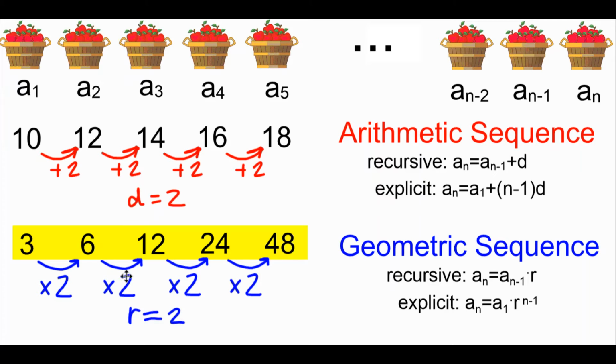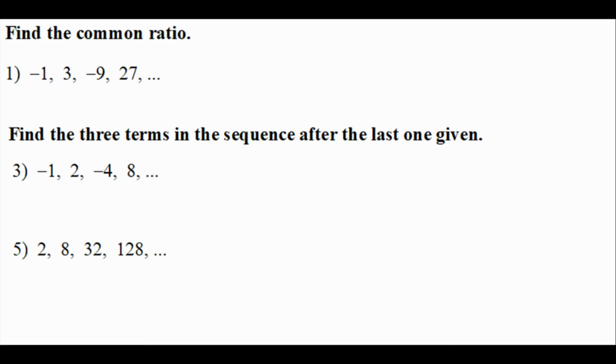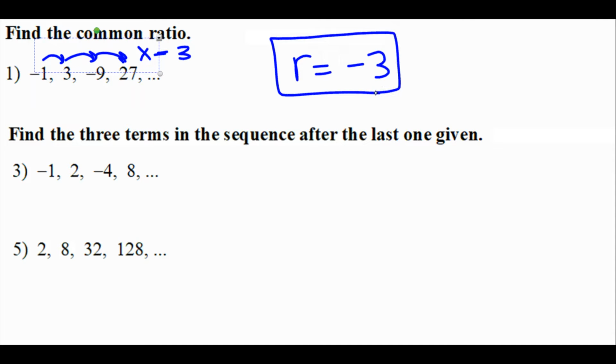Notice in geometric, this number is called an R number. It's a common ratio. Whereas in arithmetic, it was a D number, the common difference. So ratio for geometric. Find the common ratio means find that number that we're multiplying by. So how do we get from this number to the next number to the next number? Well, it looks like we're just multiplying by, not 3, but -3. So we would say R equals -3. That's it. That's the common ratio.